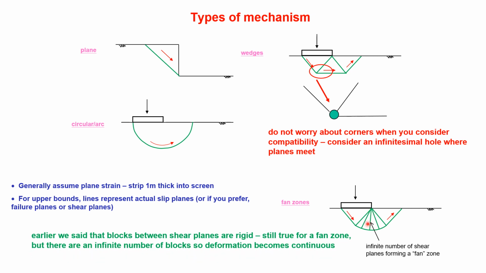Now, even if there are an infinite number of these radii in a fan zone, each little infinitesimal block is still considered to be rigid. But because there are an infinite number of them, the displacement through here is continuous.